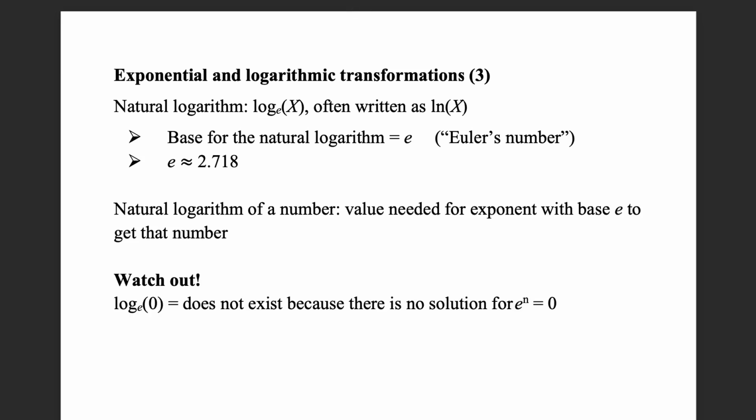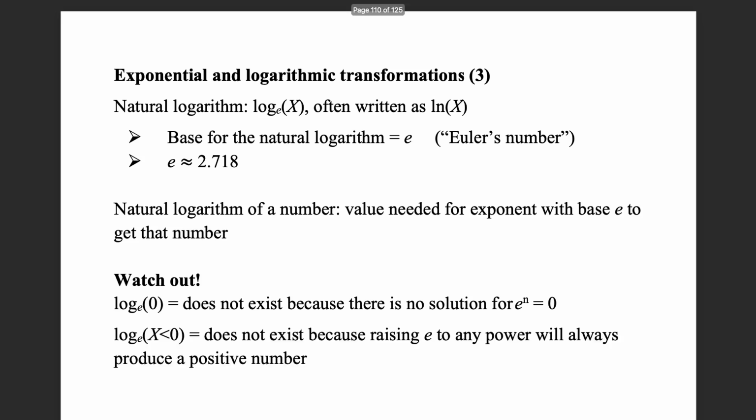There are a couple of things you need to be aware of if you want to take natural logarithms. One is you can only do that for numbers that are larger than 0, because there is no solution for Euler's number to some power that will give us the value 0. And there is also no way of raising this Euler's number, this 2.718, to any power that will give us a negative result. So whatever power we raise Euler's number to, we will always get a positive number. So natural logarithms can only be calculated for positive numbers, not for 0 and not for negative numbers.